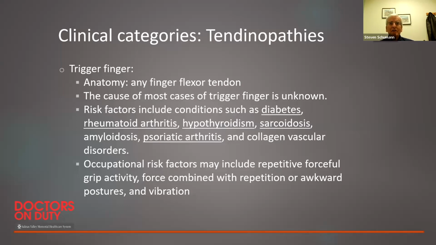Occupational risk factors may include repetitive forceful grip activity, force combined with repetition or awkward postures and vibration. So sometimes see this in folks that are doing computer data processing, but also in the construction trades.